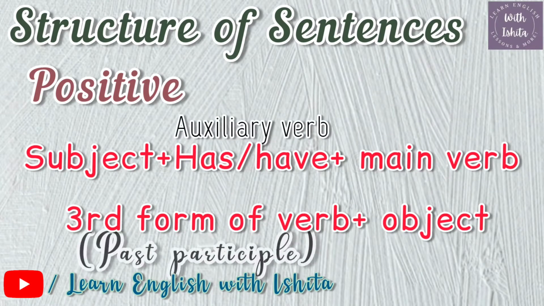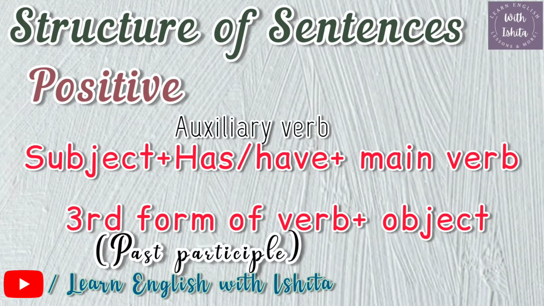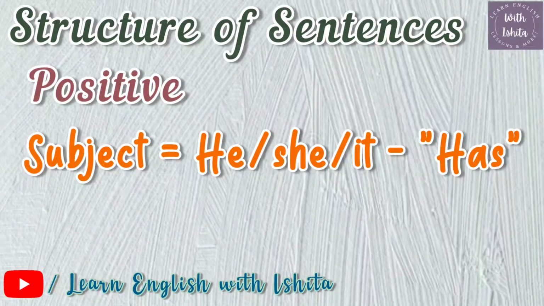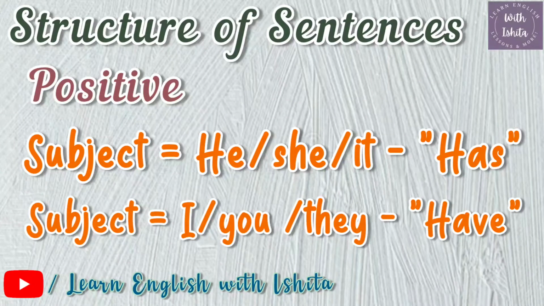For the positive sentence, the structure will be subject plus auxiliary verb plus main verb, that is the past participle, plus object. That means subject plus has or have plus third form of verb or past participle plus object. If the subject is he, she or it, singular or a proper name, then the auxiliary verb has is used after the subject in the sentence. For he, she and it, the auxiliary verb will be has. But if the subject is I, you, they or plural, the auxiliary verb will be have.